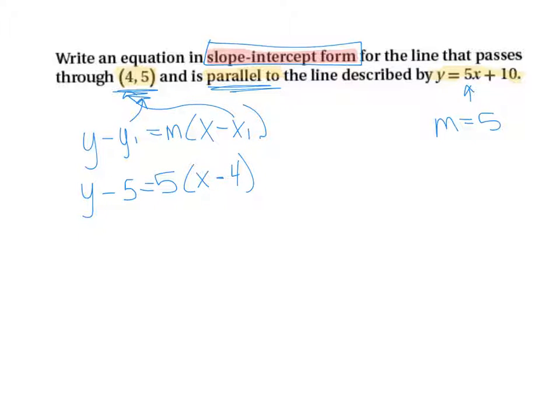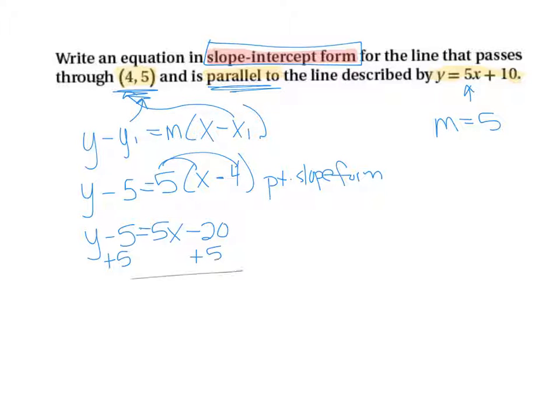And I would stop here if it's asking for point-slope form, but it's not, so I'm going to have to keep going. So I'm going to distribute. y minus 5 equals, the first step is to distribute, 5x minus 20. 5 times 4 is 20. And then my last step is to isolate y. So add 5 to both sides, and y equals 5x minus 15.